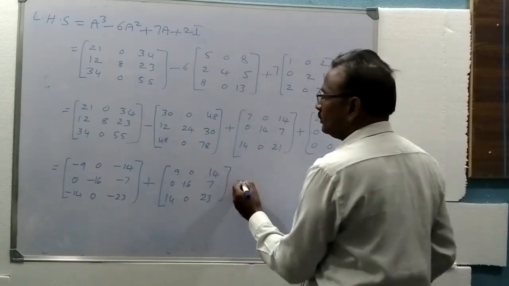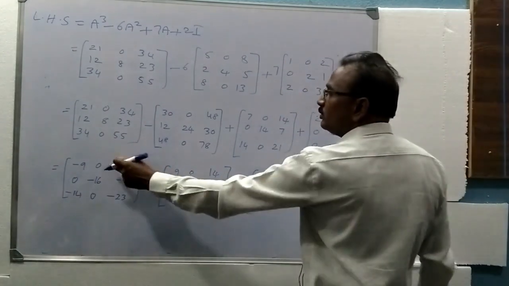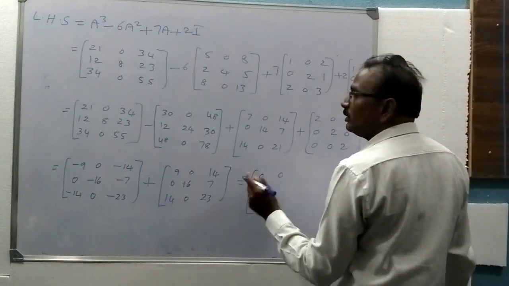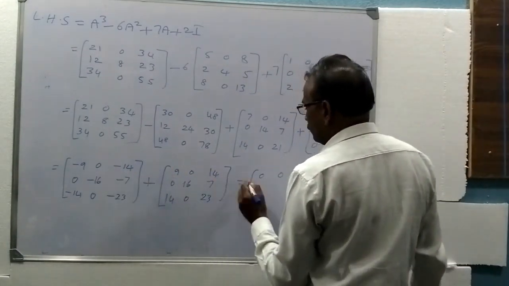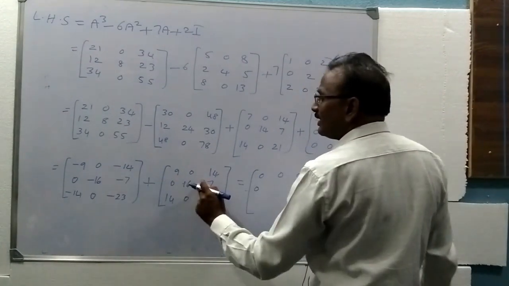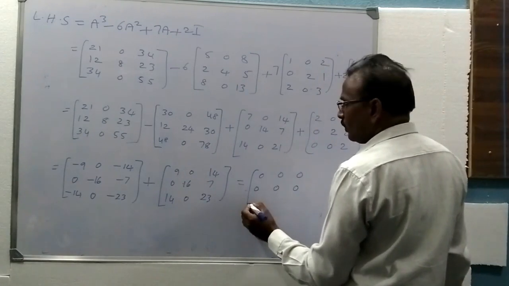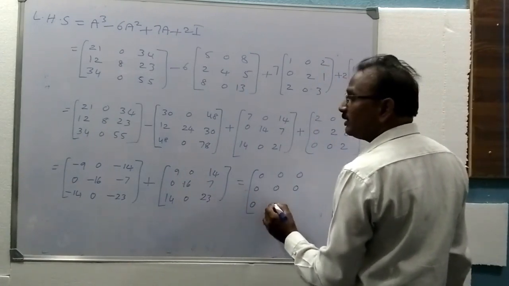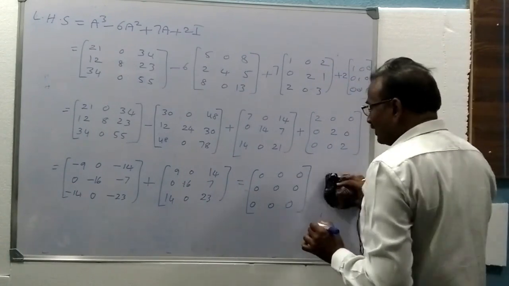Simplify these two. Here minus 9 plus 9 is 0, so 0 plus 0 value 0. So minus 14 plus 14 is 0, so 0 plus 0, 0, so minus 16 plus 16 value 0. So minus 7 plus 7, 0, so minus 14 plus 14, 0, 0 plus 0 is 0, minus 23 plus 23 value is 0. So this is the null matrix of order 3.